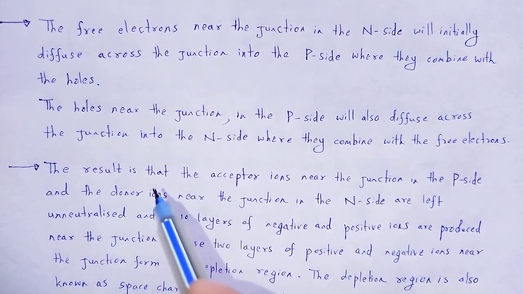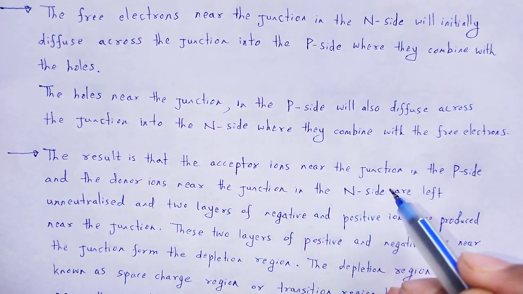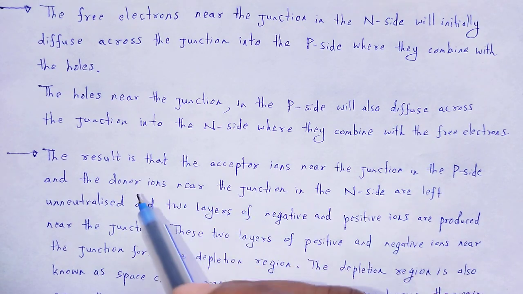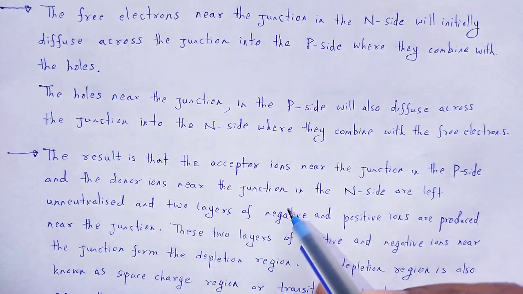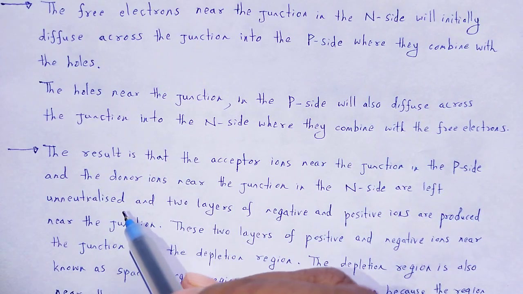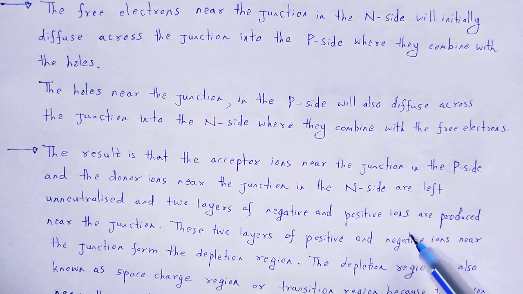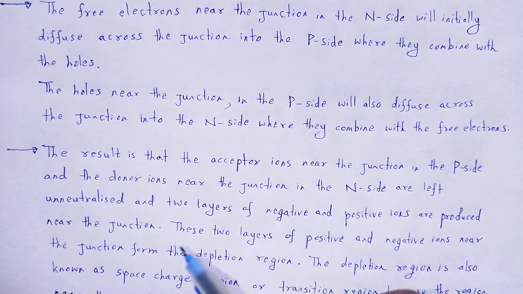As a result, the acceptor ions near the junction in the P side and the donor ions near the junction in the N side are left unneutralized, and two layers of negative and positive ions are produced near the junction.